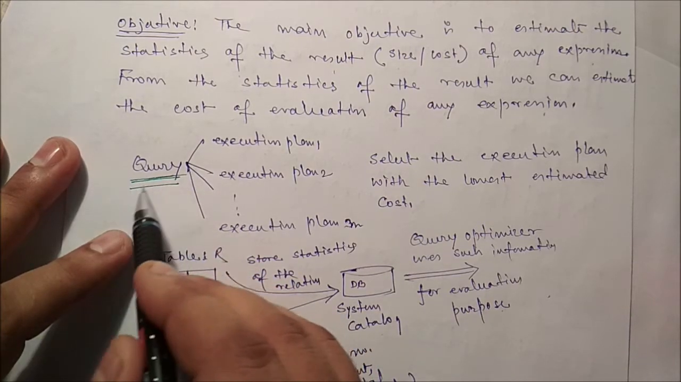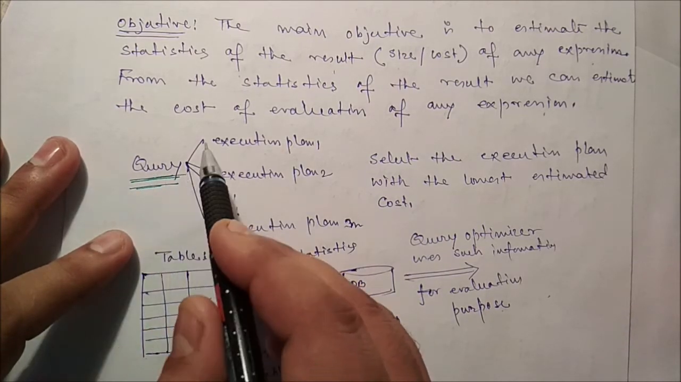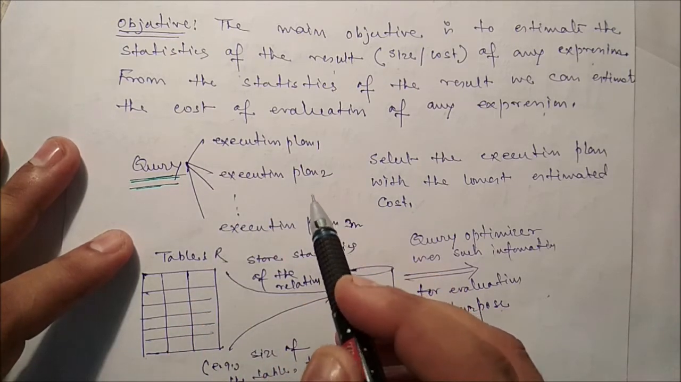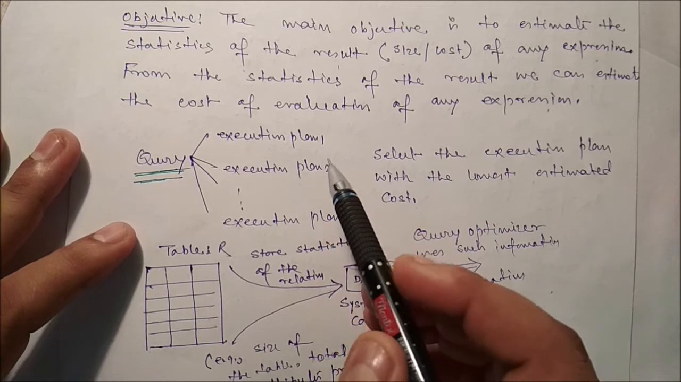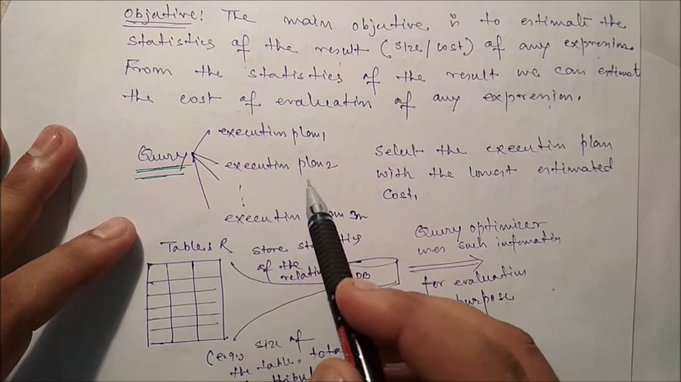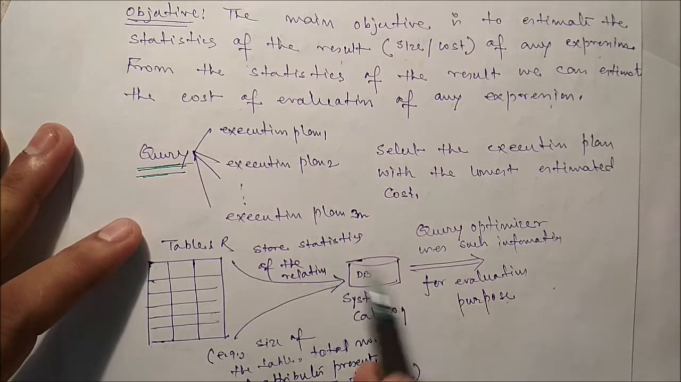Are you getting this one? So to execute a query, there may be several execution plans. So execution plan number 1, 2, 3. First of all, we have to estimate the cost of each particular execution plan and pick up the execution plan with the lowest cost.